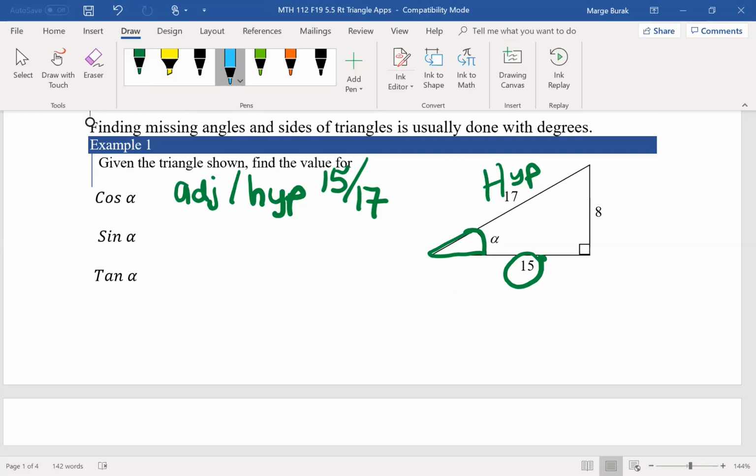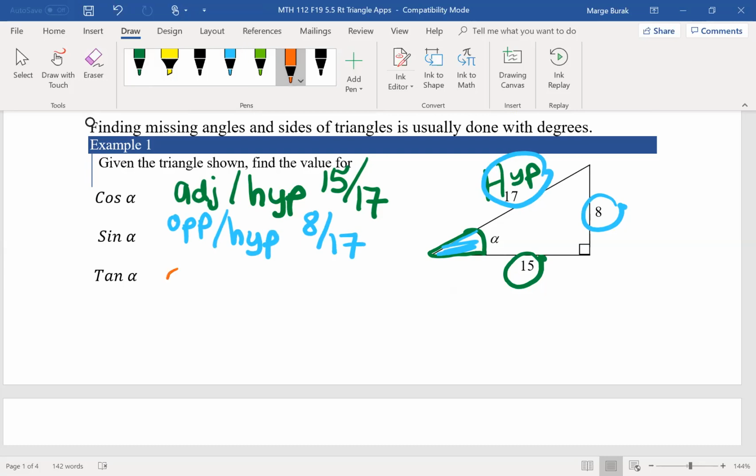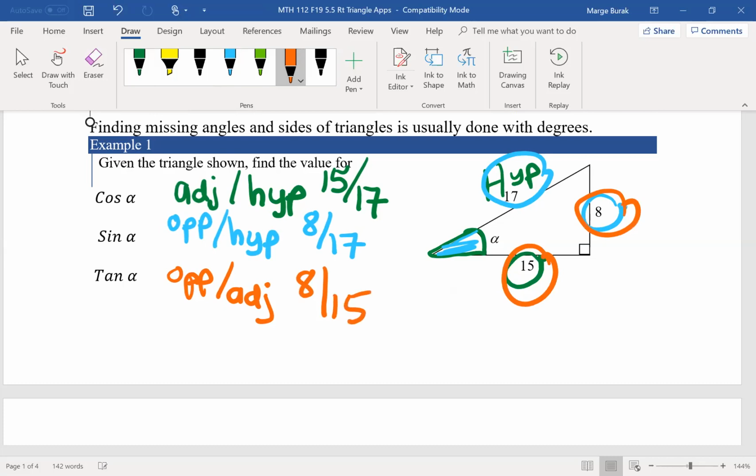The sine is going to be the opposite over the hypotenuse. So again, we're right here. The opposite is going to be the 8 over the hypotenuse, 17. And the tangent is going to be the opposite over the adjacent, so that's going to be 8 over 15. So that gives you an idea how to identify these.